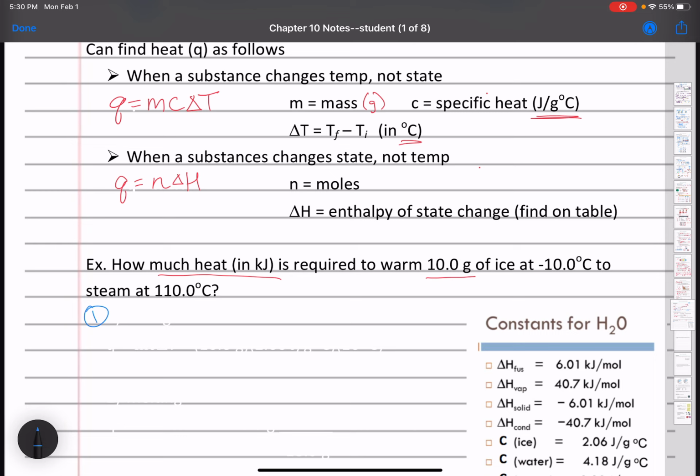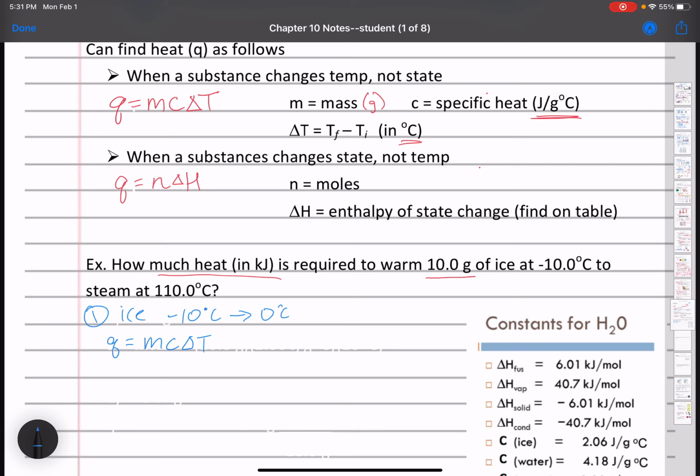So the first thing we need to do is figure out how much heat the ice absorbs to go from negative 10 to 0 degrees Celsius. So we're going to use Q = mcΔT, the heat that is absorbed is the mass times the specific heat times the change in temperature.